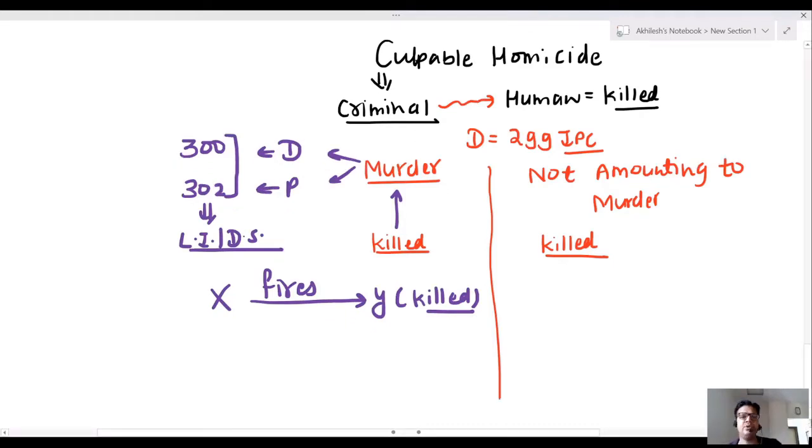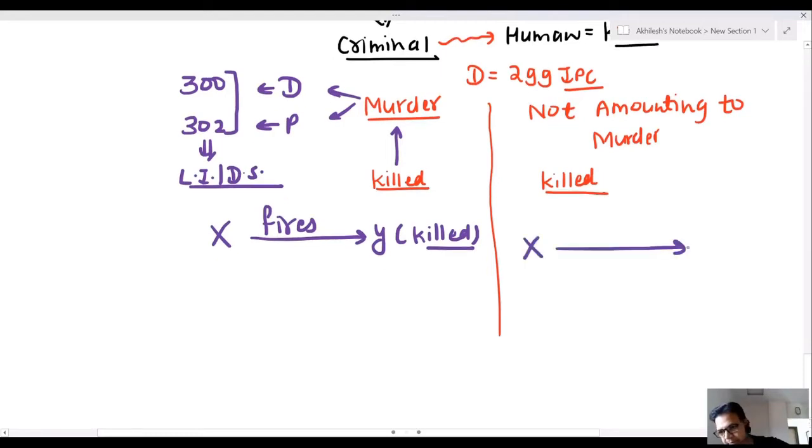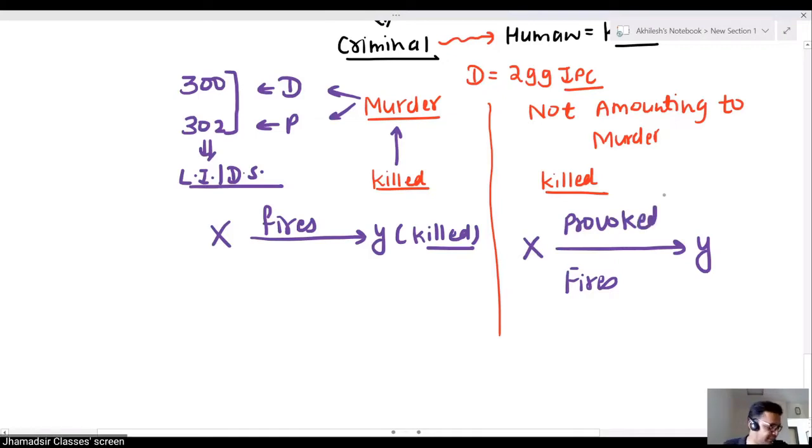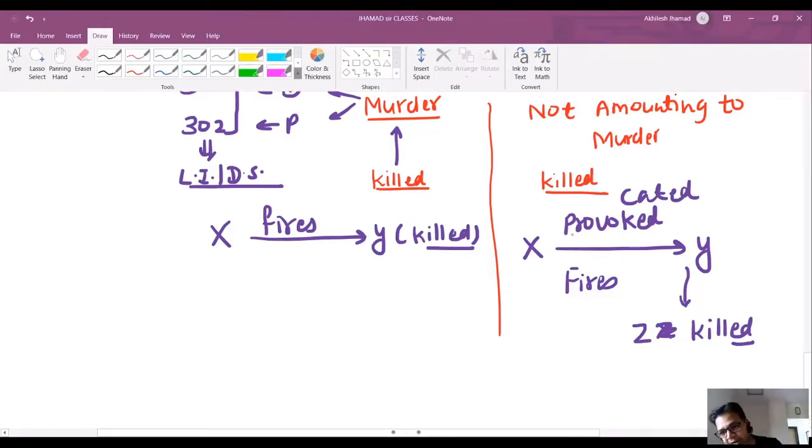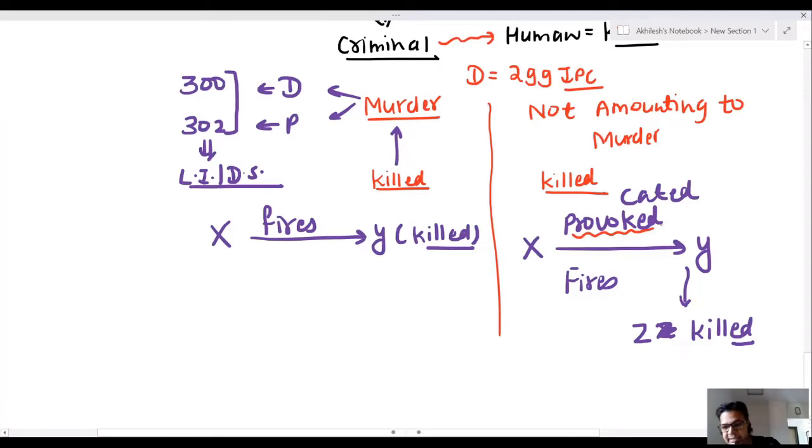Now, what is not amounting to murder? See, sir, X fires on Y because X was provoked by Y. उसको उकसाया गया. You can write down provocated or provoked by Y. But sir, what happens? Z is killed. Now, sir, here two things are there. First, X did not want to kill the person. Provocation is a factor. Second, Z, another person, is killed. It is not amounting to murder.